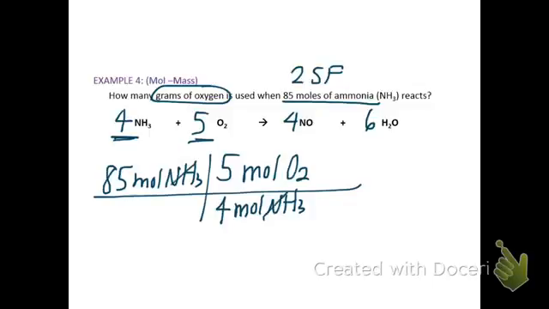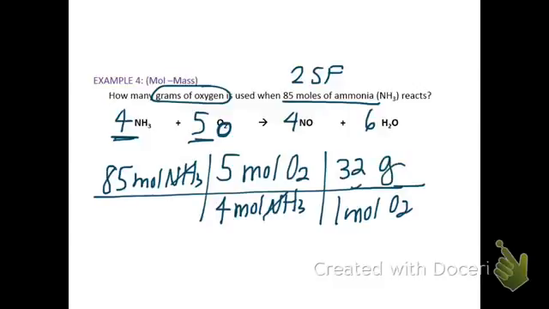So now moles of ammonia cancels out. It's wanting to know grams of oxygen, so that means I'm going to need to use my molar mass. So I'm going to have 1 mole of oxygen. And what is the molar mass of oxygen gas? 16. No, not 16. Oxygen gas. Diatomic. See that little 2 right there? So it's 32.